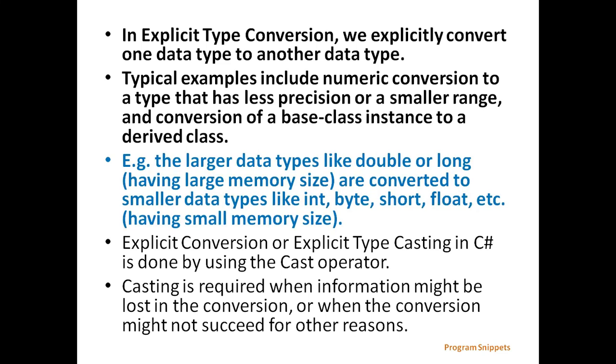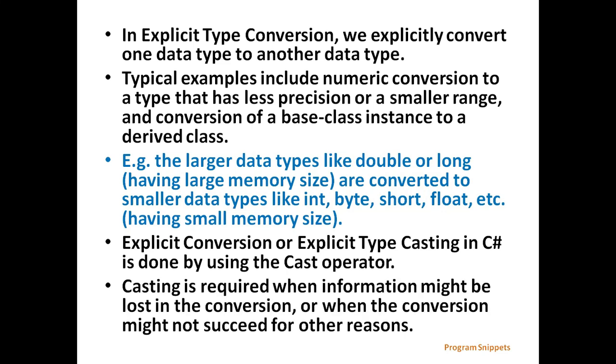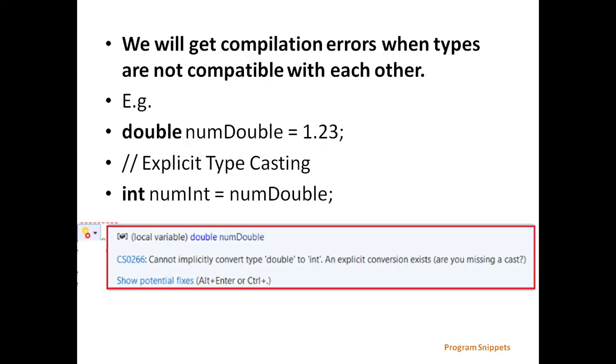For example, the larger data types like double or long, which have large memory size, are converted to smaller data types like int, byte, short, float, etc., which have small memory size. Explicit conversion or explicit typecasting in C# is done by the cast operator. Casting is required when information might be lost in the conversion or when the conversion might not succeed for other reasons. We will get a compilation error when types are not compatible with each other.